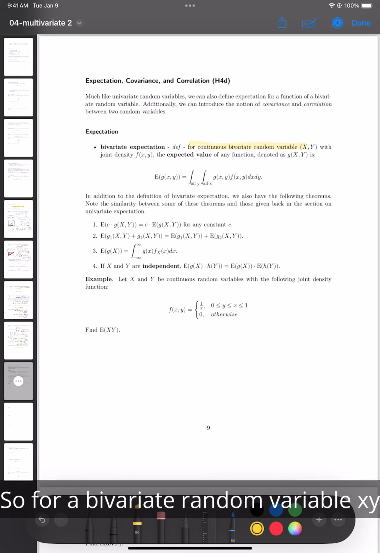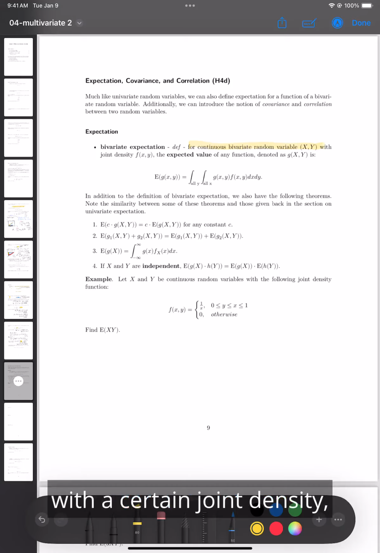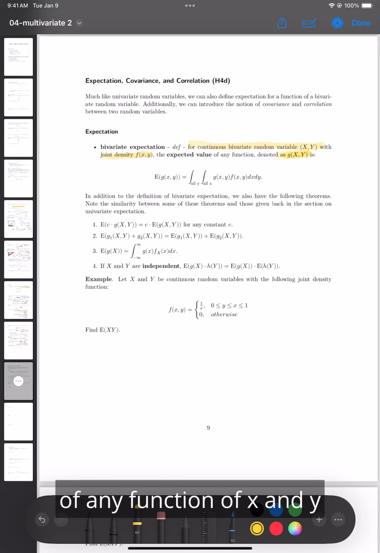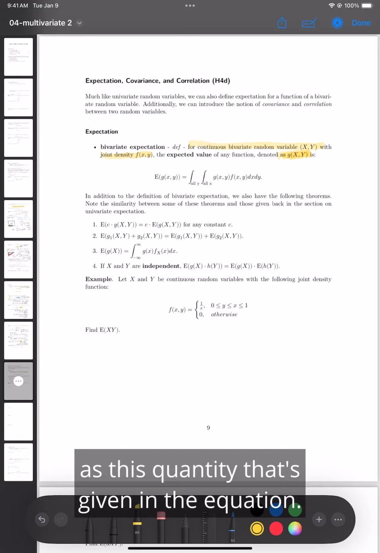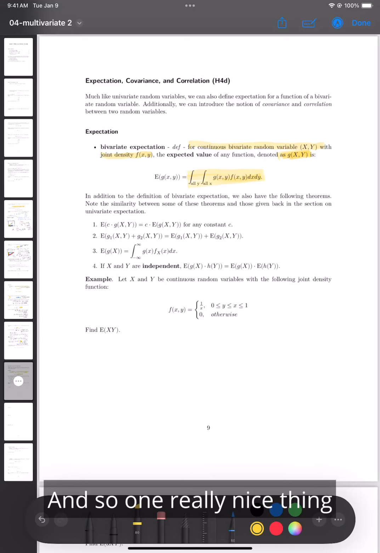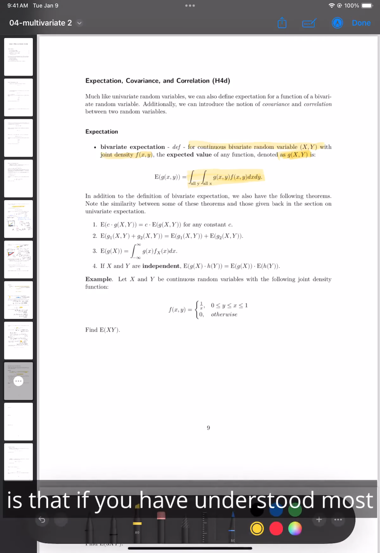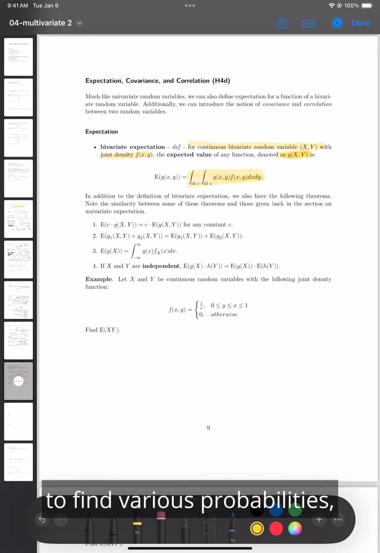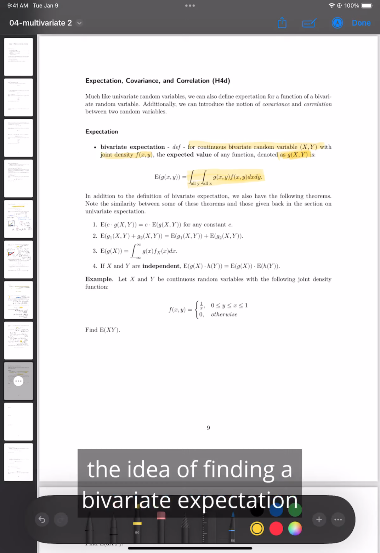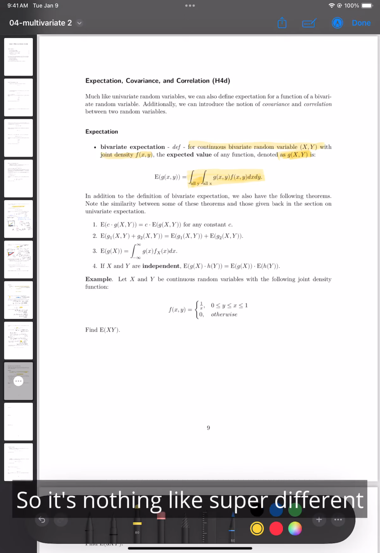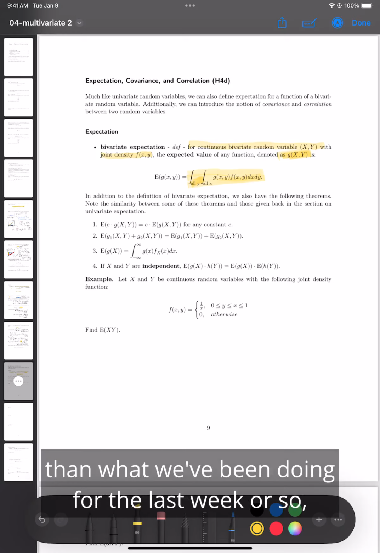So for a bivariate random variable, XY, with a certain joint density, we could find the expected value of any function of X and Y as this quantity that's given in the equation. One really nice thing is that if you have understood most of what we've been doing with double integrals up to this point to find various probabilities, the idea of finding a bivariate expectation really isn't too different. It's nothing super different than what we've been doing for the last week or so, which is great.